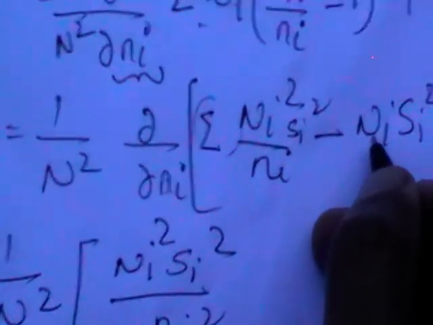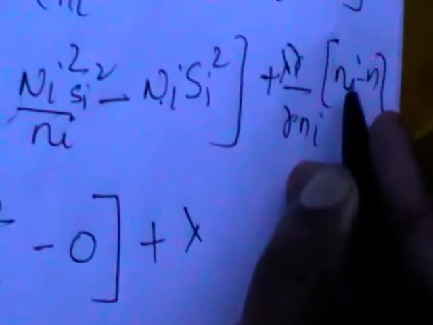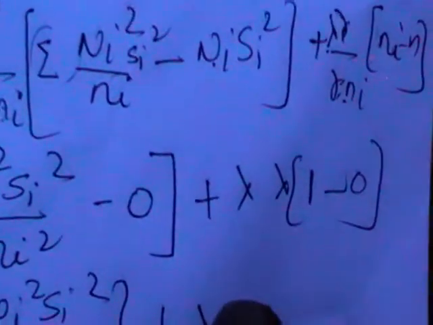Here you don't have Ni, so partially it can be treated as a constant, 0, plus lambda into, what is the derivative of Ni? You won't get sigma while differentiating, so here sigma is skipped. Dou by dou Ni of Ni means you will get 1. There is no Ni here, 0. So you got the term minus 1 by Ni square, Ni square Si square by n square, plus lambda is equal to 0.